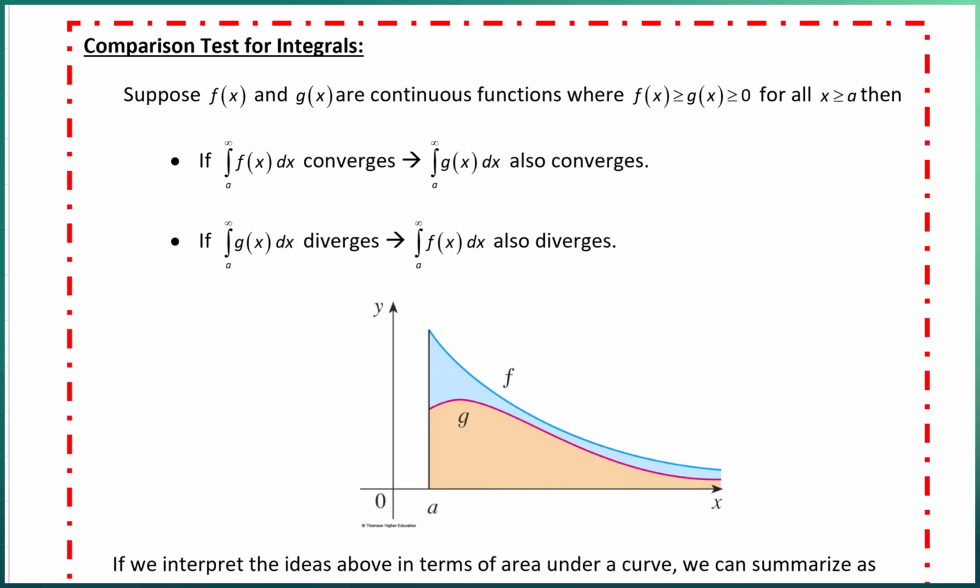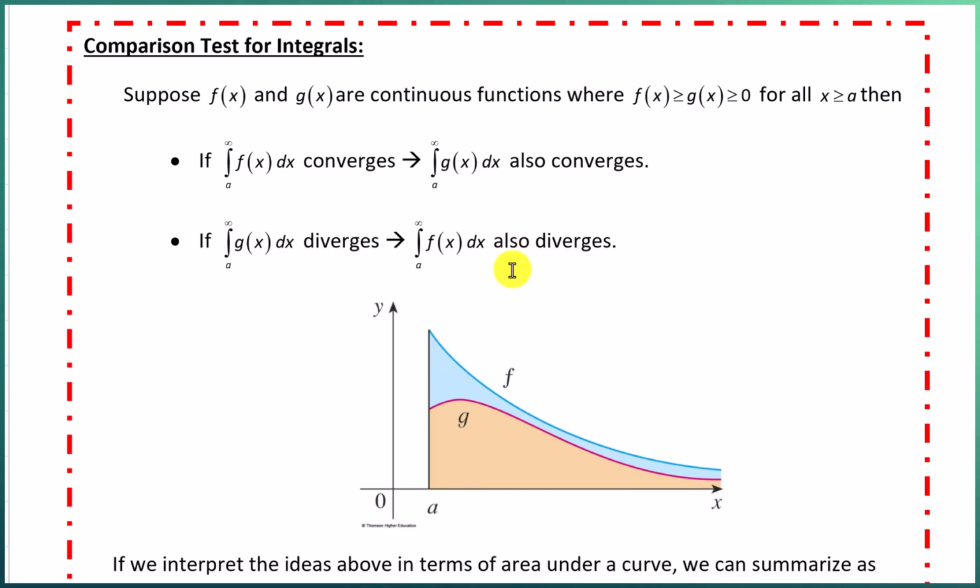On this last video for improper integrals, let's go ahead and talk about what is called the comparison test for integrals. So if we happen to have two continuous functions, we'll call them f of x and g of x, such that f of x is greater than or equal to g of x, which is greater than or equal to 0 for all x greater than or equal to a.